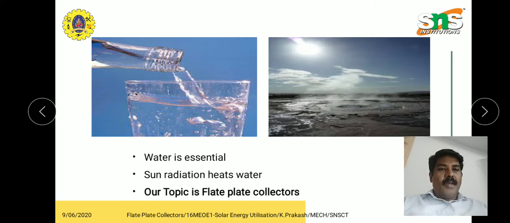So, our topic is flat plate collectors. We are going to discuss the flat plate collectors. The principle we discussed behind the picture is the main working principle of the topic we are going to discuss today.